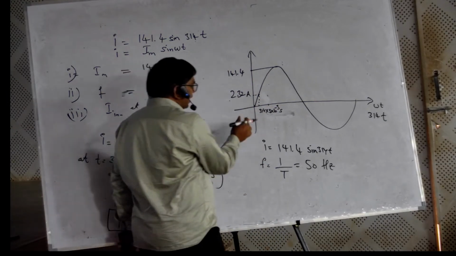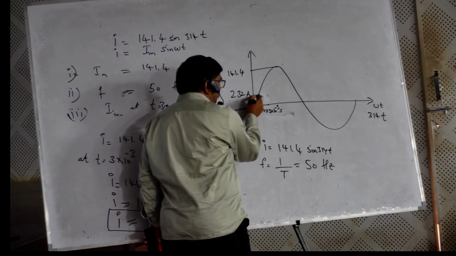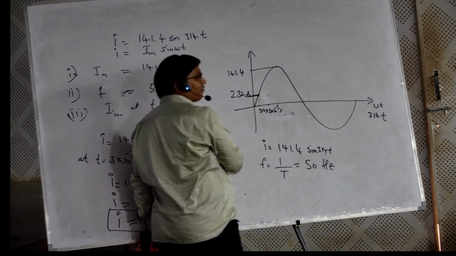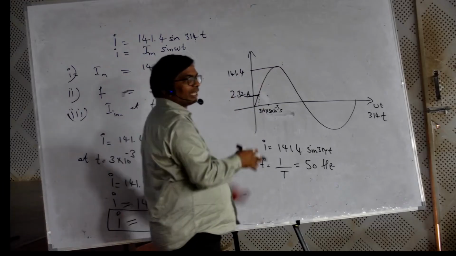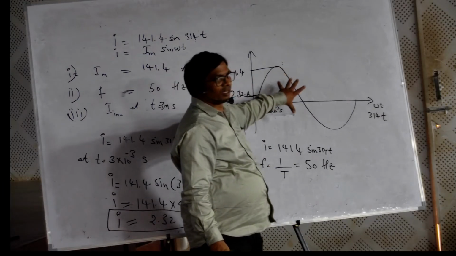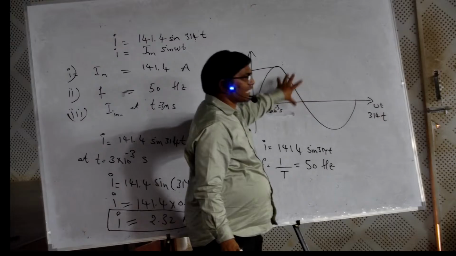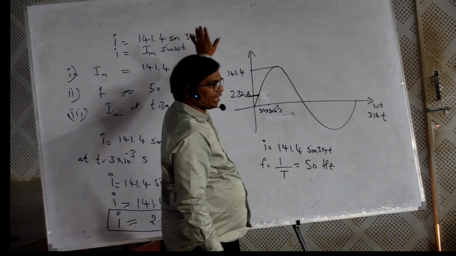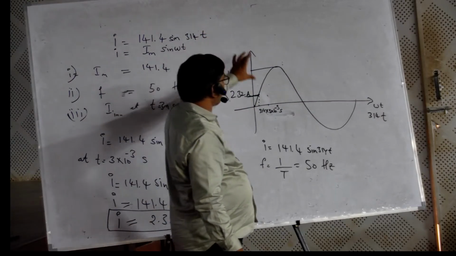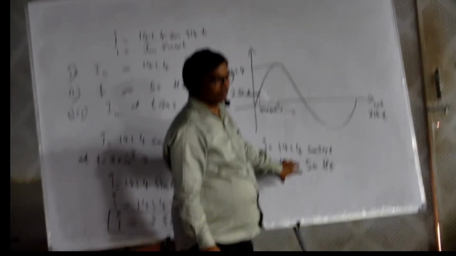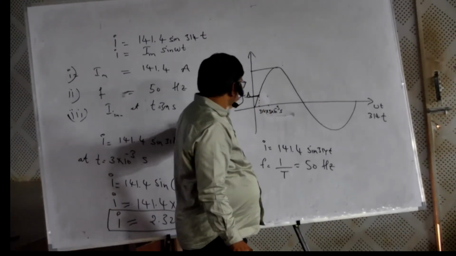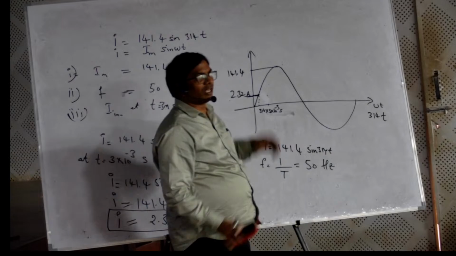Okay, we are finding at 3 milliseconds. What is the value? This y value we are finding. At maximum value, we are having 141. This is the meaning of the problem. So this wave is written as I is equal to Im sin omega t. The maximum value is this one, frequency is 1 by time period, and the instantaneous value is this one.